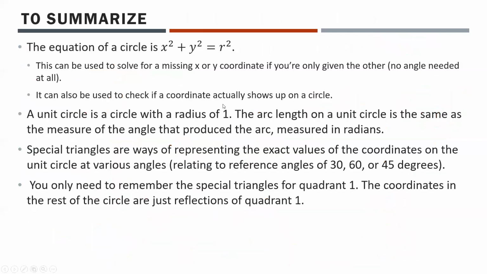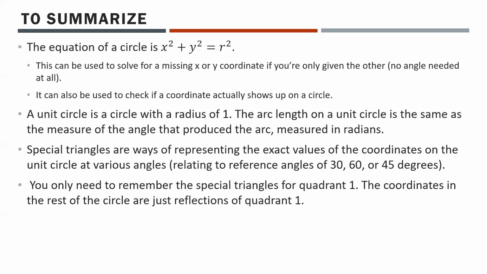All right. So to summarize, we're almost done here. The equation of the unit circle is x squared plus y squared equals r squared. This can be used to solve for a missing x or y coordinate if you're only given the other, so no angle needed at all. It can also be used to check if the coordinate actually shows up on a circle, right? So in other words, if I said, is this coordinate on a circle? Just throw it into that equation there. A unit circle is a circle with a radius of 1. I think you can read that. Special triangles are ways of representing the exact values of coordinates in the unit circle. Yeah, we've already talked about that.